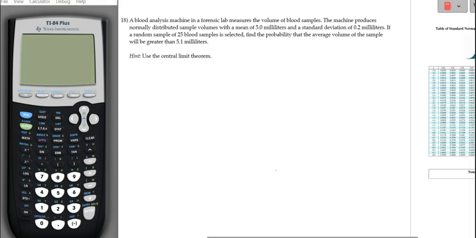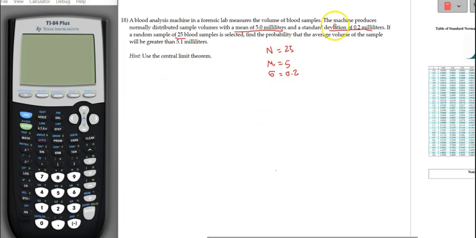Hey guys, here we have a simple central limit theorem application. What we have here is the mean, which is equal to 5 milliliters, the population standard deviation, which is 0.2, and of course the n, which is the sample size, 25.